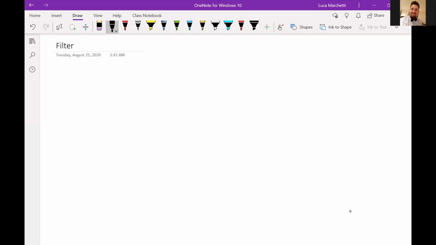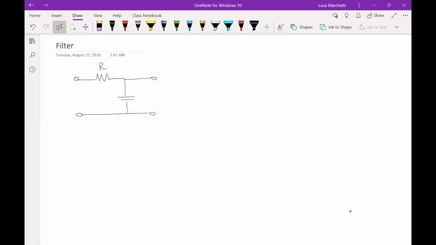As I did before, I start from the low pass filter. All the procedure can be repeated with the high pass filter. Maybe I will do that also. It's very easy. The simple way to realize a low pass filter is just by using an RC circuit. Here on the left we have the input, and here on the right we have the output.